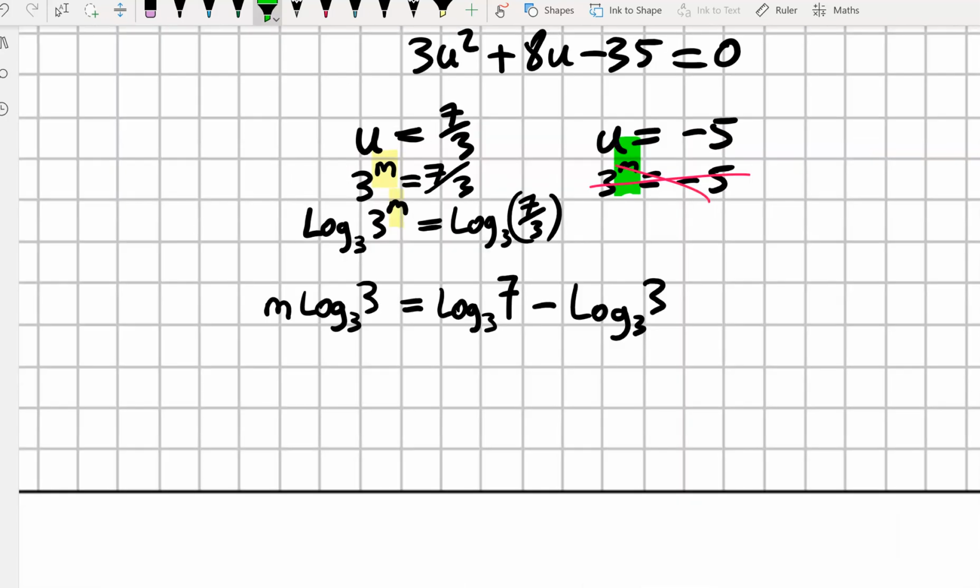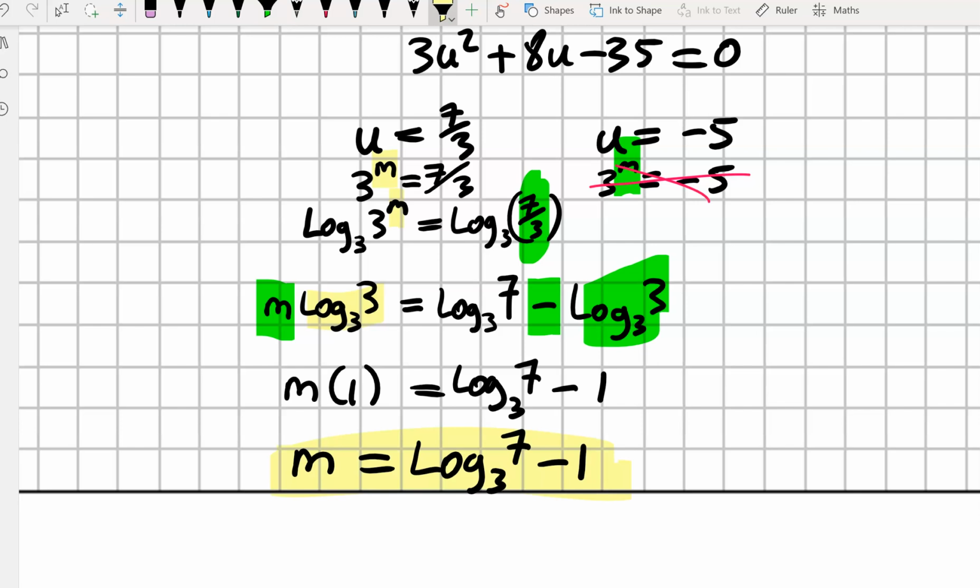Using our rule of logs, we can bring the n down in front. Then we're left with log 3 base 3. Anything to the base of itself, of course, is 1. We can break up the 7 divided by 3 again by using our rule of logs and writing it as two logs that are subtracting. And once again, we'll have a log 3 base 3, which will be 1. Finally, we're left with n is equal to log 7 base 3 minus 1.